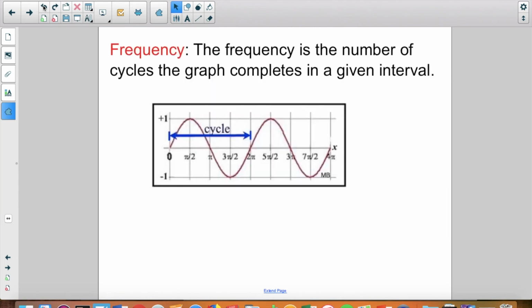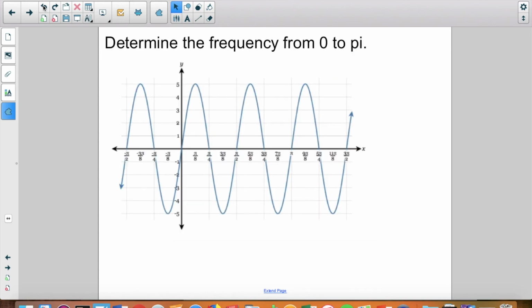Frequency. The frequency is the number of cycles the graph completes in a given interval. Again, you have to know what a cycle looks like for sine and cosine in order to find the frequency. It says determine the frequency from 0 to pi. Pi is right over here, so that's our ending point.